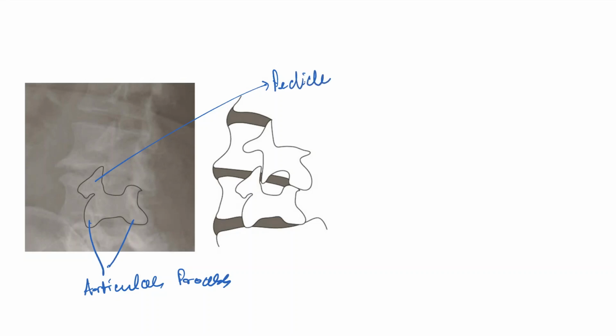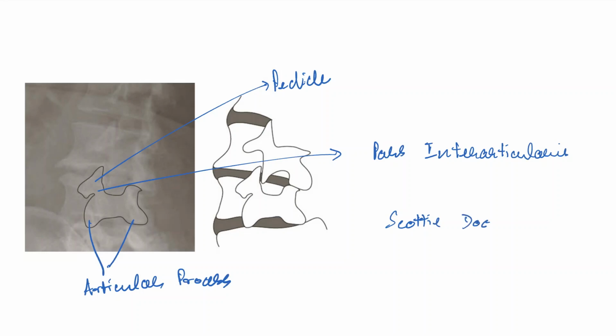This picture shows lumbar spine oblique view. This dog-like appearance is called Scotty dog. The shape is created by the articular processes which form the leg. The pedicle forms the eye, and the neck is formed by pars interarticularis. This is Scotty dog appearance seen in X-rays of lumbar spine oblique view.